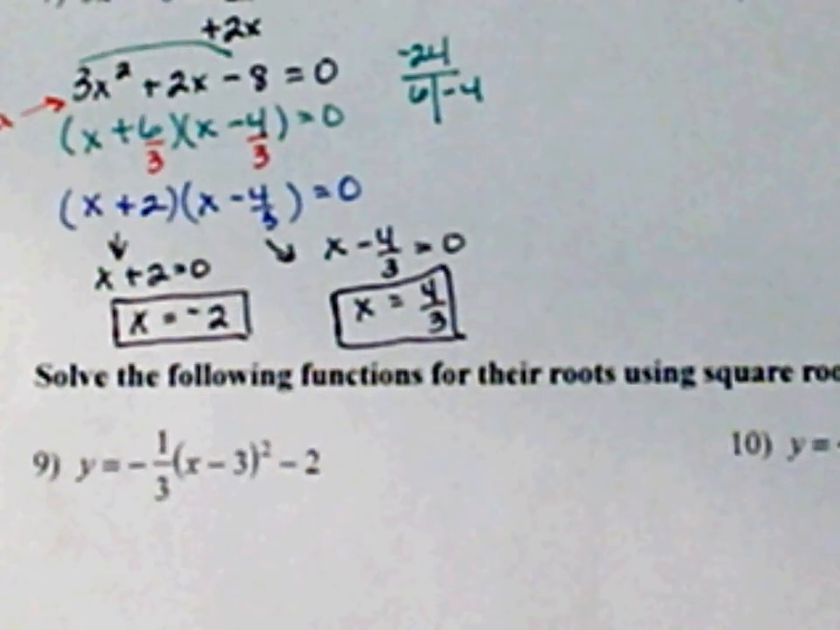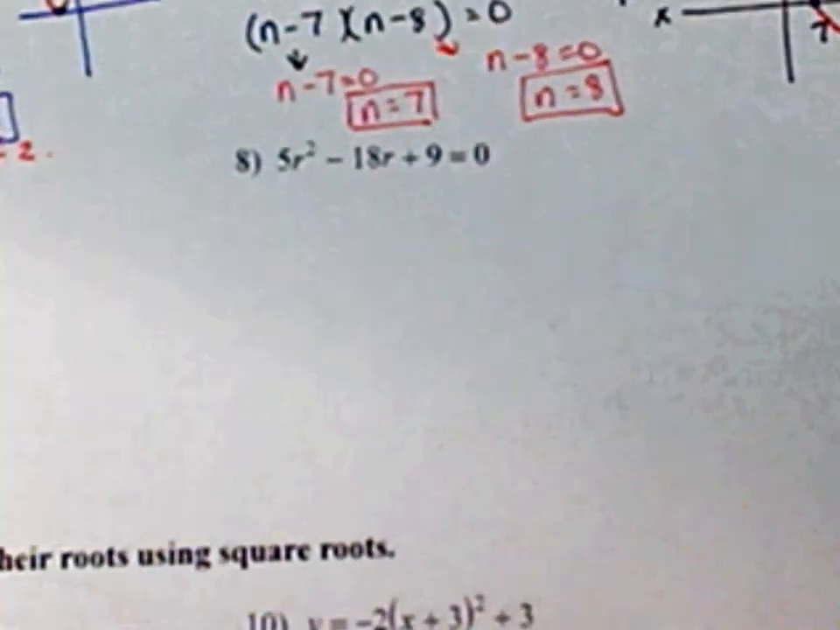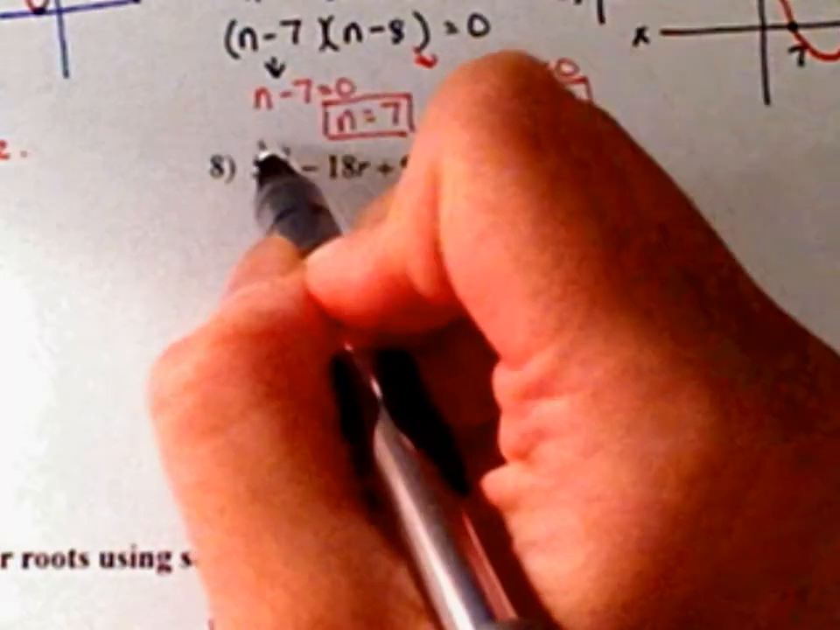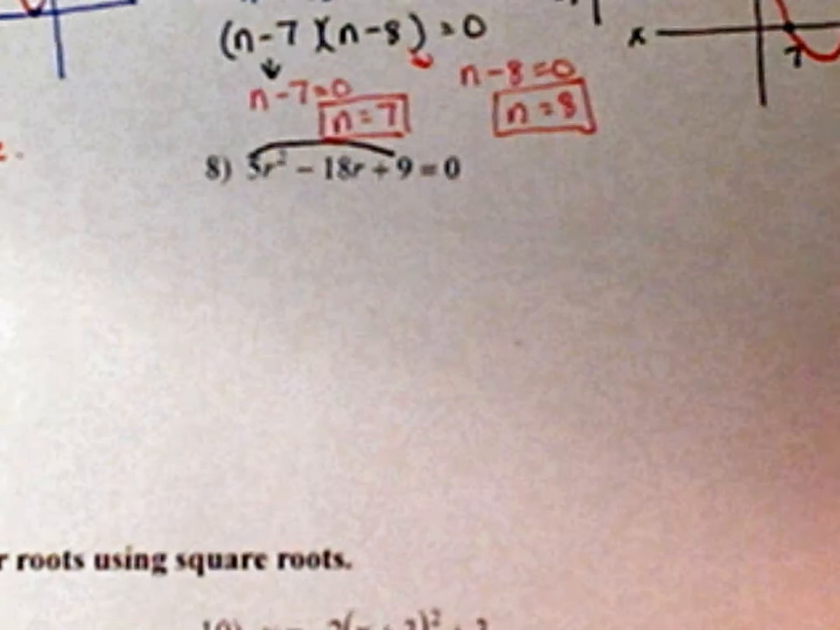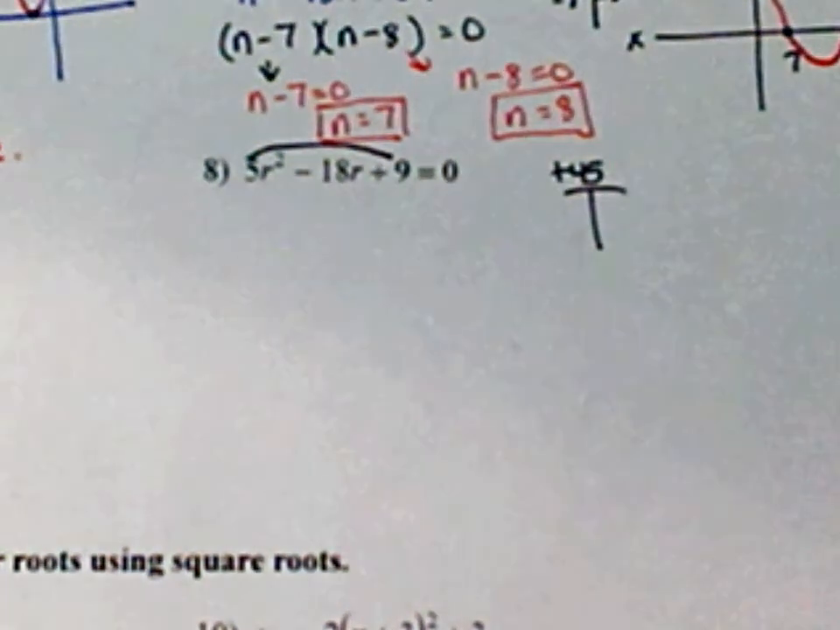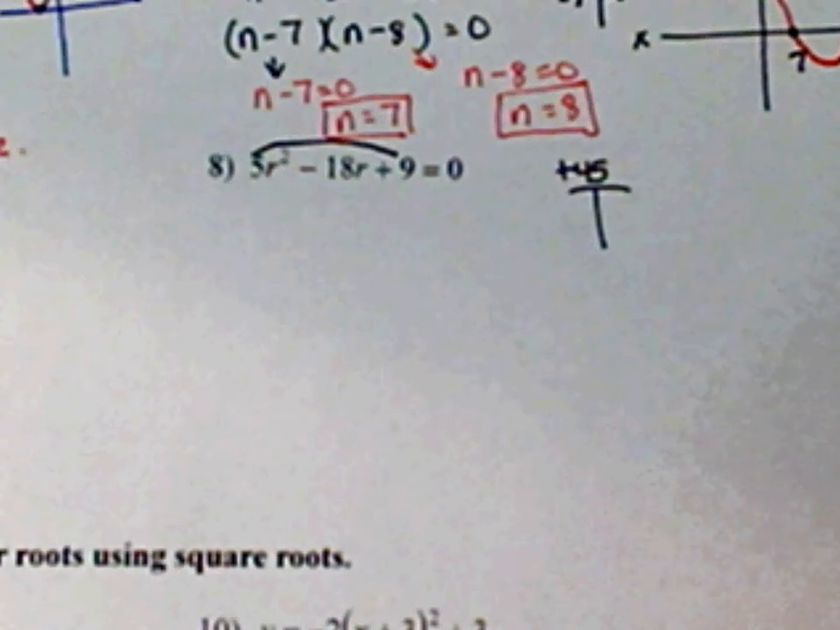Number 8. Greatest common factor: nothing to factor out, so I have to go 5 times 9, which is positive 45. Now, what two numbers multiply to give you 45 and add to give you 18?